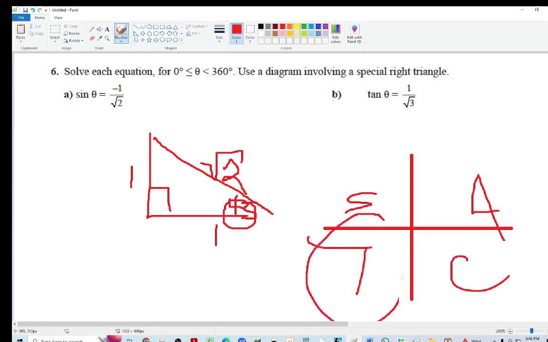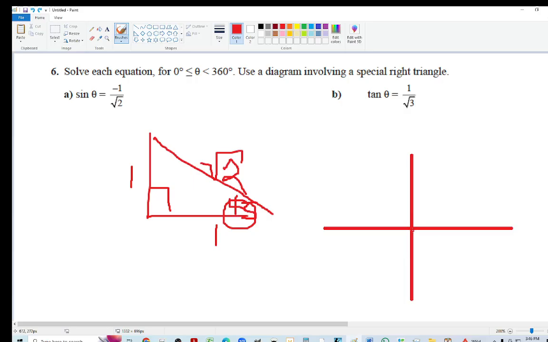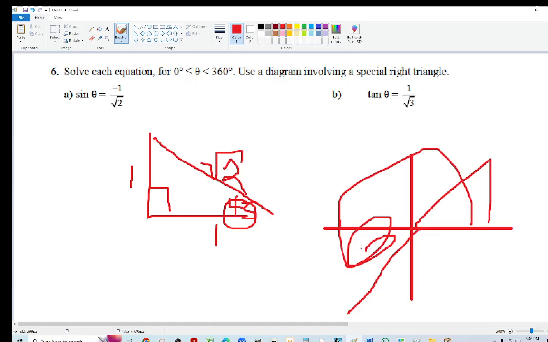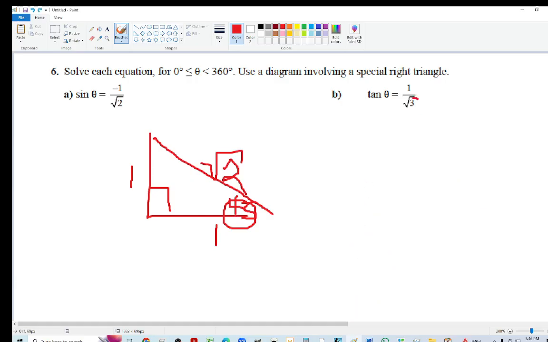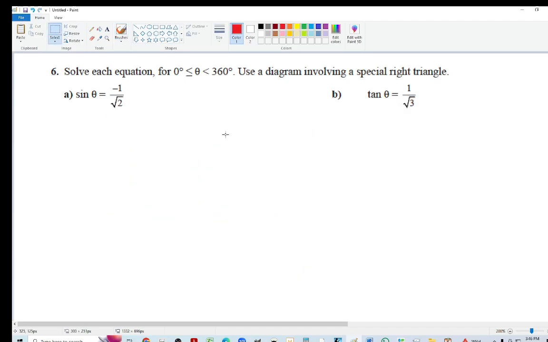C-A-S-T, sine is positive there, and tangent's positive there. So we're talking about quadrant 1 or quadrant 3. Okay, well, we know in quadrant 1, that's going to be easy. That's just going to be the special triangle that we figured out. But this one over here is going to be 180 plus the special angle that we figured out. Notice it's square root of 3, and there was no square root of 3 in our 45, so we're talking about the 60 degree.